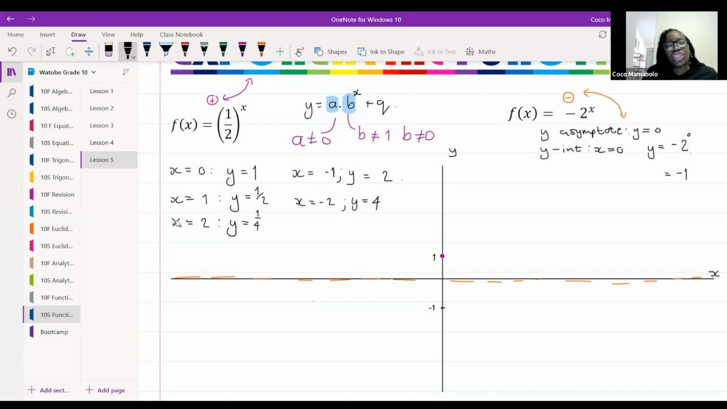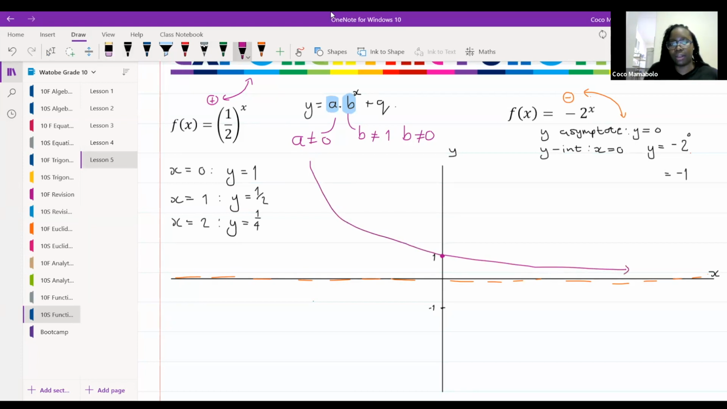So what has actually happened is my graph has almost flipped. It's still positive, but it's positive on this side. So my graph will look like this. Like that. Okay. My graph will flip like that, because I've put the half there. Half to the power of x. That's how my graph will flip.